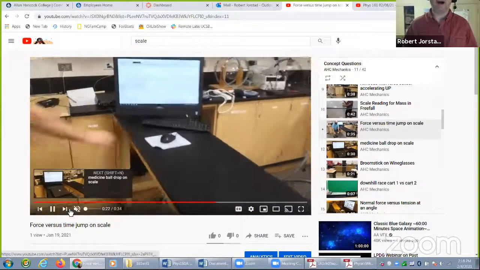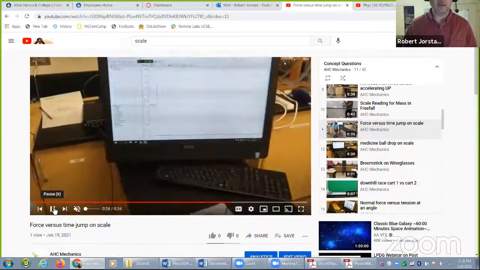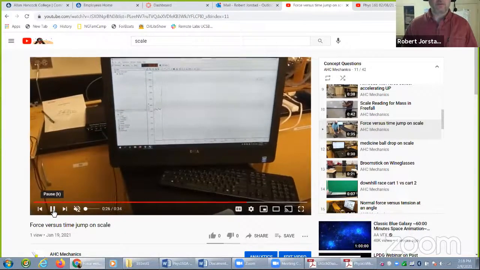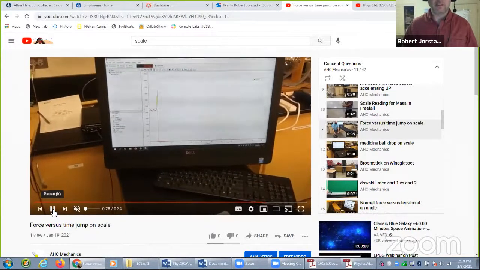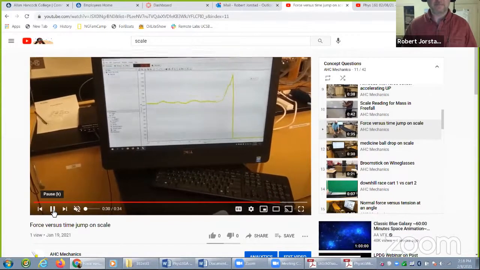What massive hops. Clearly, I should have been in the NBA. All right, I'm going to wait till I expand this. Give it just a second.